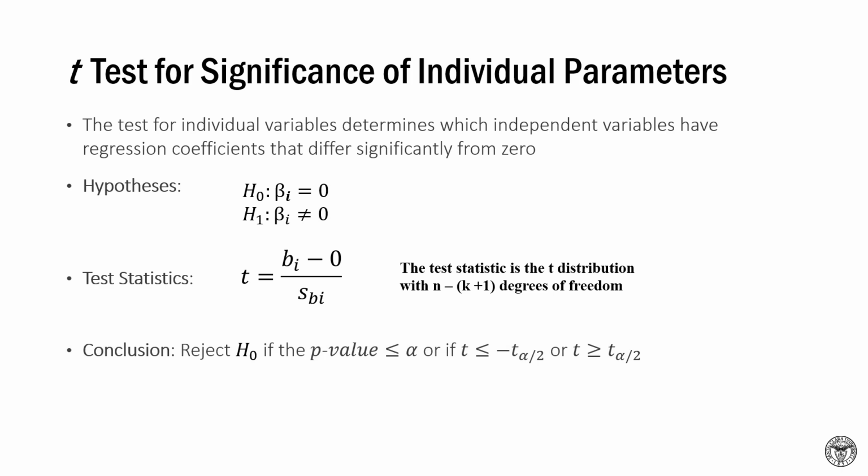The decision to reject or not reject the null hypothesis is based on the comparison of the calculated t statistic with the critical value from the t distribution, which depends on the chosen significance level, commonly 0.05, and the degrees of freedom. Alternatively, the decision can be based on the p-value associated with the calculated t statistic. If the p-value is less than the chosen significance level, the null hypothesis is rejected.